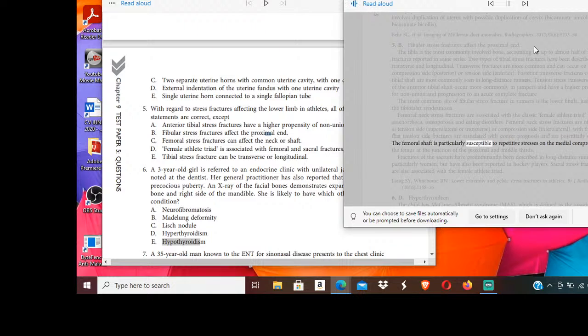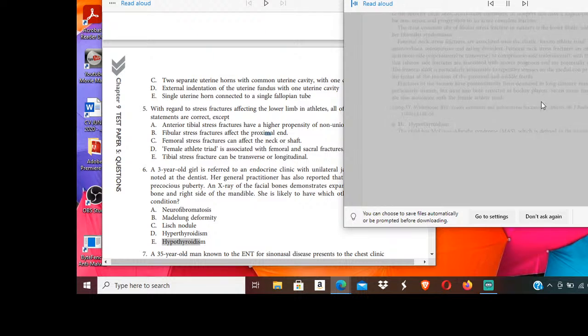The femoral shaft is particularly susceptible to repetitive stresses on the medial compression side of the femur at the junction of the proximal and middle thirds. Fractures of the sacrum have predominantly been described in long-distance runners, particularly women, but have also been reported in hockey players. Sacral stress fractures are also associated with the female athlete triad. Ling SY, Whitehouse RW. Lower extremity and pelvic stress fractures in athletes. Br J Radiol. 2012, 85, 1148-56.